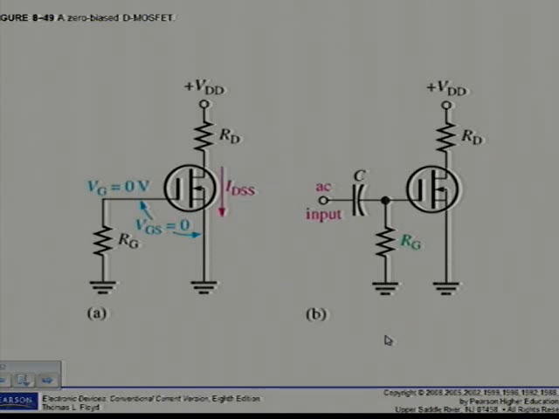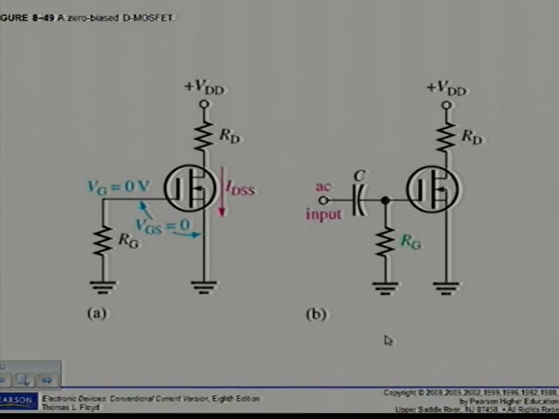Again here the purpose of RG, as we've seen in the previous section as well, is to accommodate an AC signal input by isolating it from ground, as shown in figure 8.49b. Since there is no DC gate current, RG does not affect the 0 gate to source voltage.